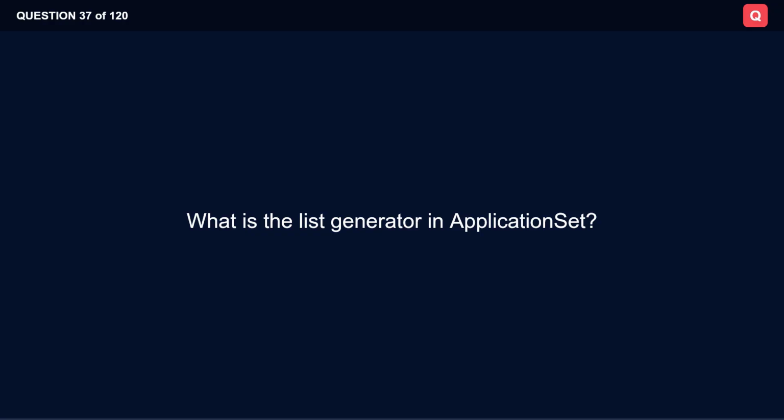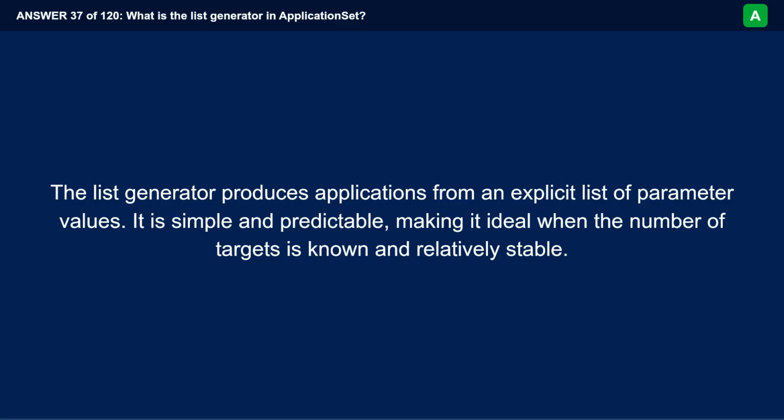What is the list generator in ApplicationSet? The list generator produces applications from an explicit list of parameter values. It is simple and predictable, making it ideal when the number of targets is known and relatively stable.